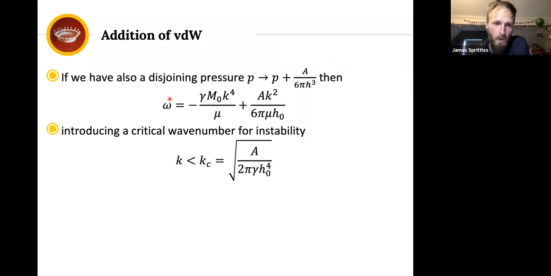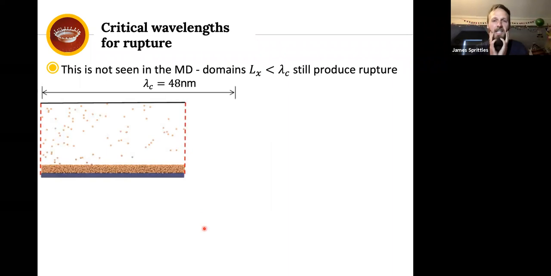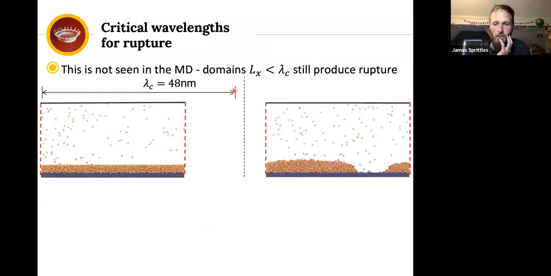So if we look at when this is 0, that gives us a critical wave number beneath which we can have instability. So that's a wavelength above which we have instability. So what we should expect if we do an experiment in MD is that if we have sufficiently long domains, sufficiently longer than this critical wavelength, we should see breakup. And if we're shorter than it, we can't fit the critical wave in, and so it should be stable. So let's take a stable case. This is one which is a lot less than the critical wave number, but we find rupture.